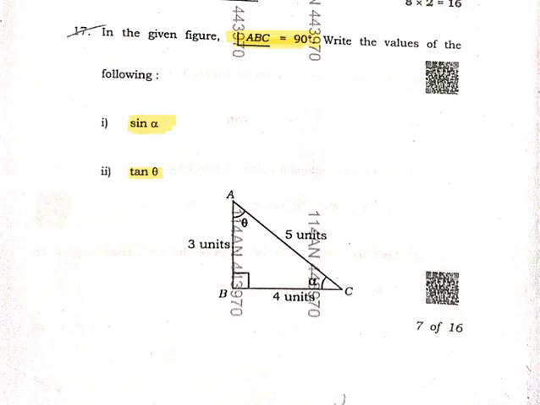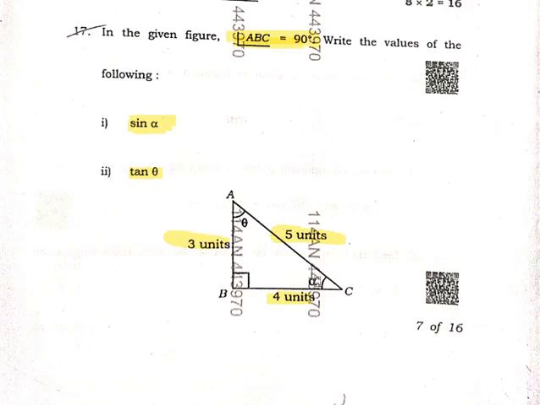So for sine alpha, observe the diagram here. Angle B is 90 degrees, this angle will be perpendicular. They have given the measurements: AB is 3 units, BC is 4 units and AC is 5 units. Okay, so this is the perpendicular, that is the 90 degree angle. B is 90 degrees. How to find out sine alpha?